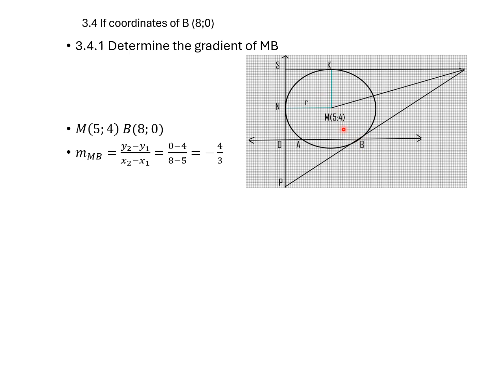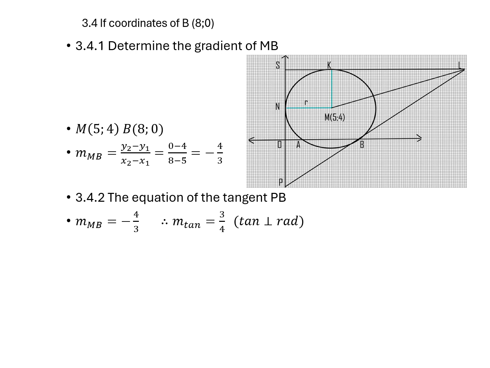So my gradient equals minus 4 over 3 for MB, which is a radius. From the radius, we should be able to find the gradient of the tangent. They want the equation of tangent PB. The gradient of MB is negative 4 over 3, therefore the gradient of the tangent is 3 over 4, flipped around and the negative becomes positive. Reason: the tangent is always perpendicular to the radius.